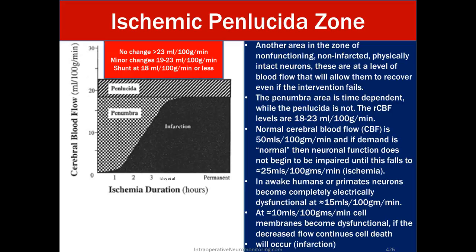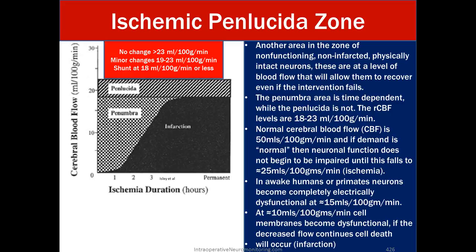The regional cerebral blood flow levels are 18 to 23 milliliters per 100 grams per minute, and that's from xenon testing. Normal cerebral blood flow is about 50 milliliters per 100 grams per minute, and if demand is normal, then neuronal function does not begin to be impaired until it falls right around 25 milliliters per 100 grams per minute. So that's our ischemic area. In the awake human or primate, neurons become completely electrically dysfunctional right around 15 milliliters per 100 grams per minute. At 10, the cell membranes become dysfunctional. If the decreased flow continues, cell death will occur, or infarction.